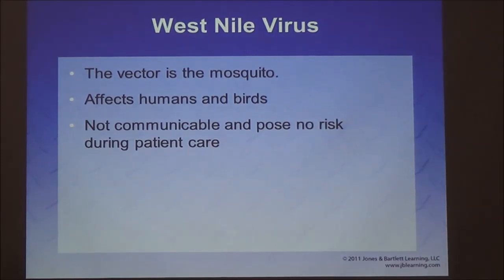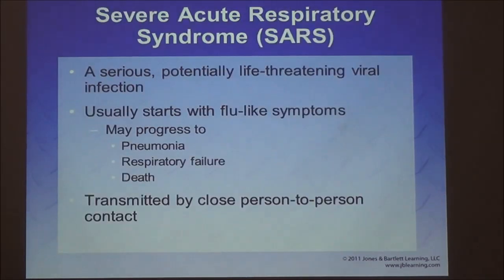Now, a very common disease that's spread from species to species is West Nile. A mosquito can infect humans and birds with the West Nile virus. But it's not something that's communicable from human to human. It's a very interesting type of disease.